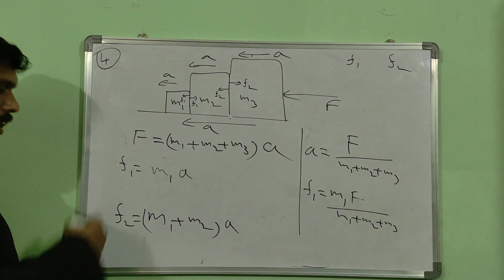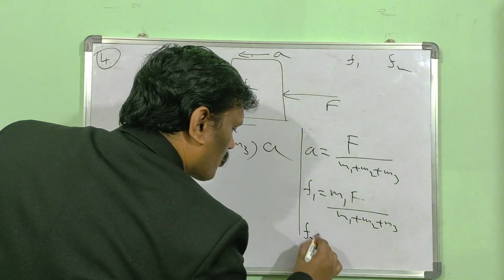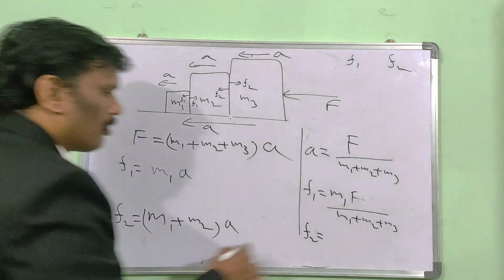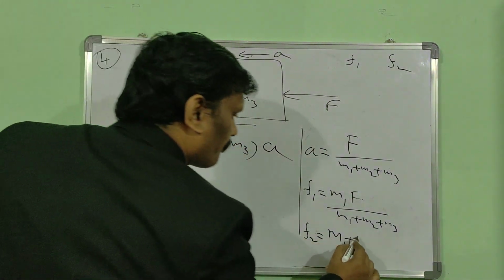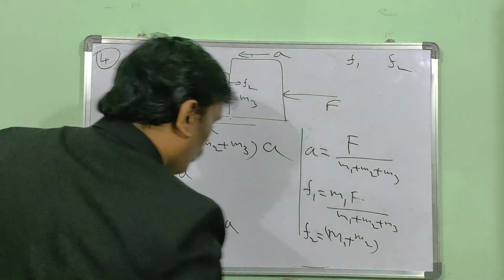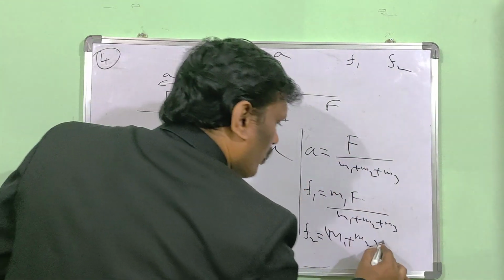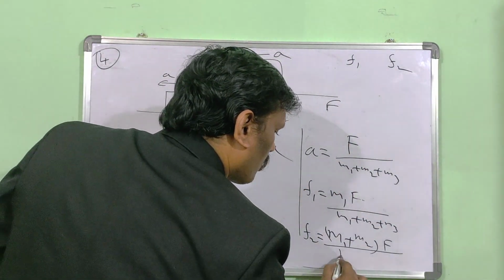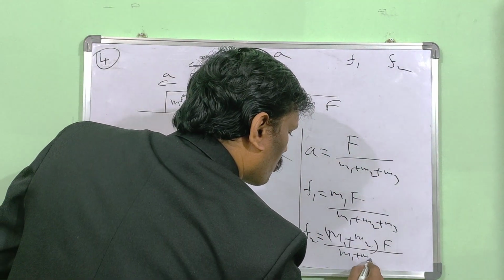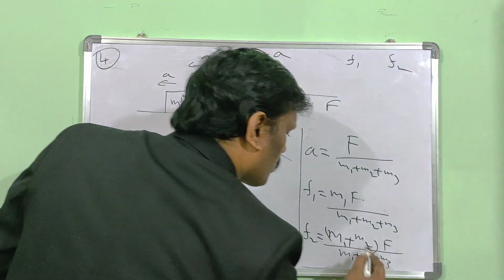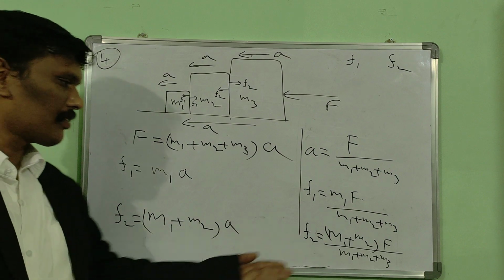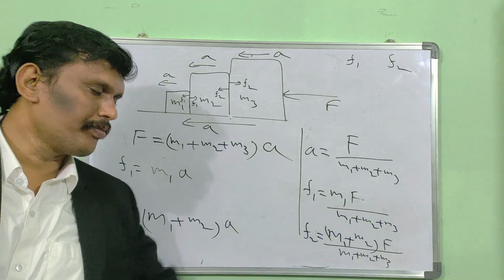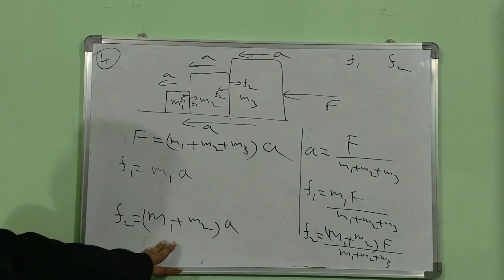F2. Otherwise, direct formula, what is contact force F2? M1 plus M2 into acceleration. What is the acceleration formula? F upon M1 plus M2 plus M3. By using this formula also we are going to get the same result. Whatever result we get from here, the same result we get from here also. So take the M1 plus M2.